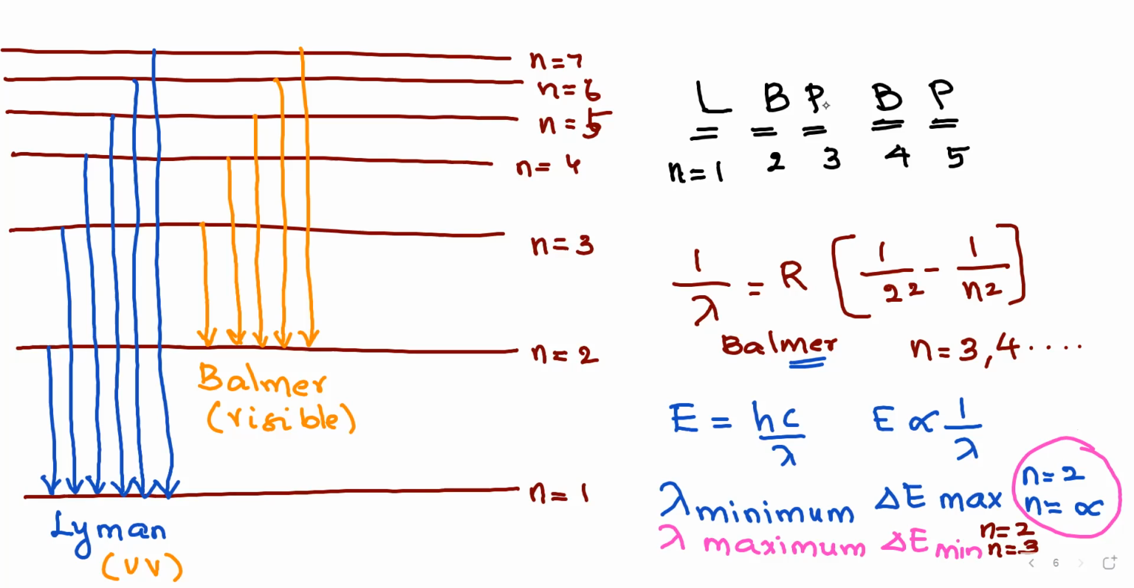Consequently, we will get all the other spectral series of Lyman, Balmer, Paschen, Brackett, and Pfund. Paschen, Brackett, and Pfund all lie in the IR region. So please go through the wavelength series of all the spectral lines as well.